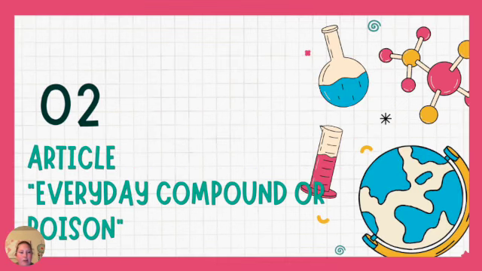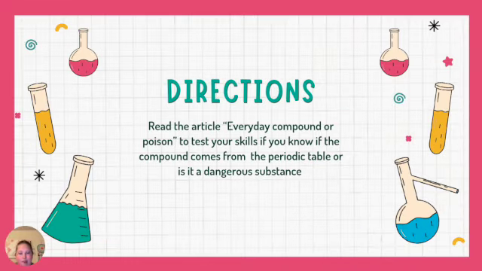The next activity that we are going to be doing is reading an article and doing the activity that goes along with that. That is Everyday Compound or Poison. The directions are we're going to read the article Everyday Compound or Poison to test your skills in knowing if the compound comes from the periodic table or is it a dangerous substance.